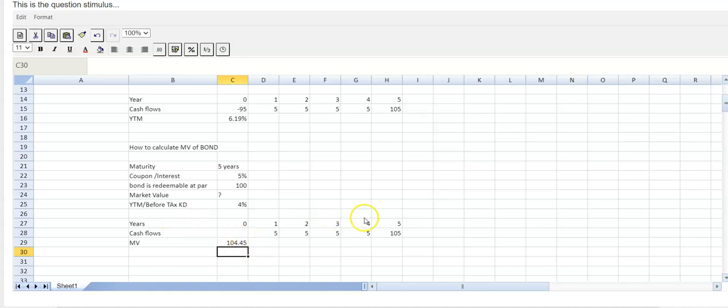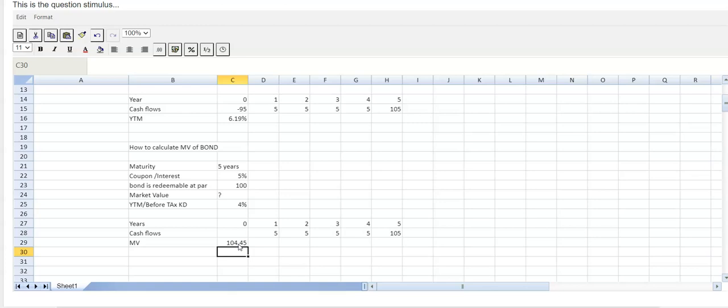How? You will write the years. You will write the cash flows. You will write NPV. Bracket start, first of all you write the discount rate, that is 4%, select all cash flows from year 1 to year 5. Remember one thing, NPV formula will be applied from year 1 cash flow onwards.